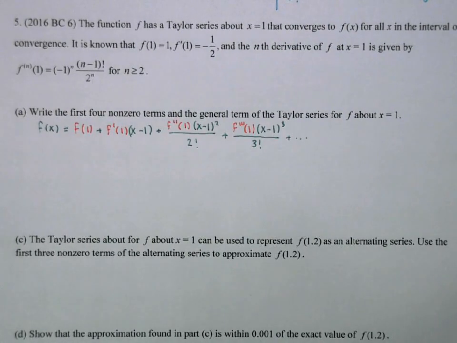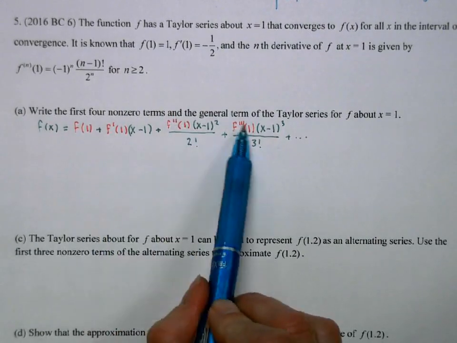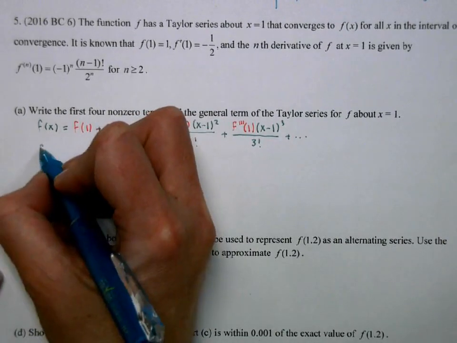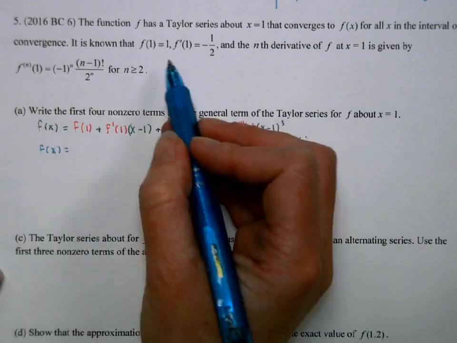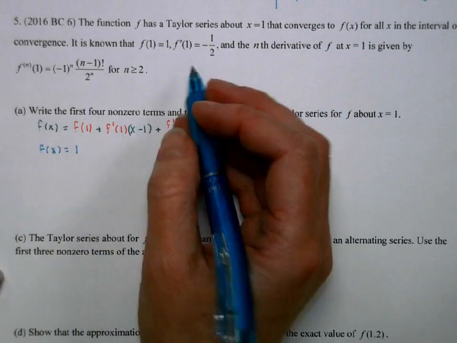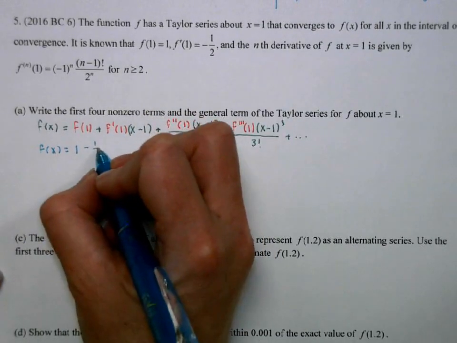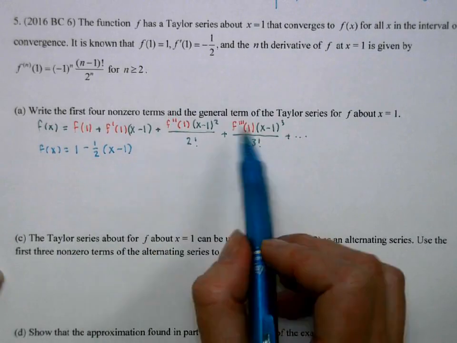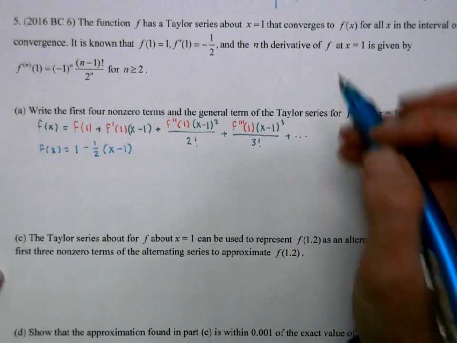Okay, so I've written out my template where we just need to find the 4 values in red here. The first 2 are provided for us in the description. So f of 1 is 1. F prime of 1 is negative 1/2. Okay, for these other derivatives, we're using this equation here. So I'll do this off to the side here.